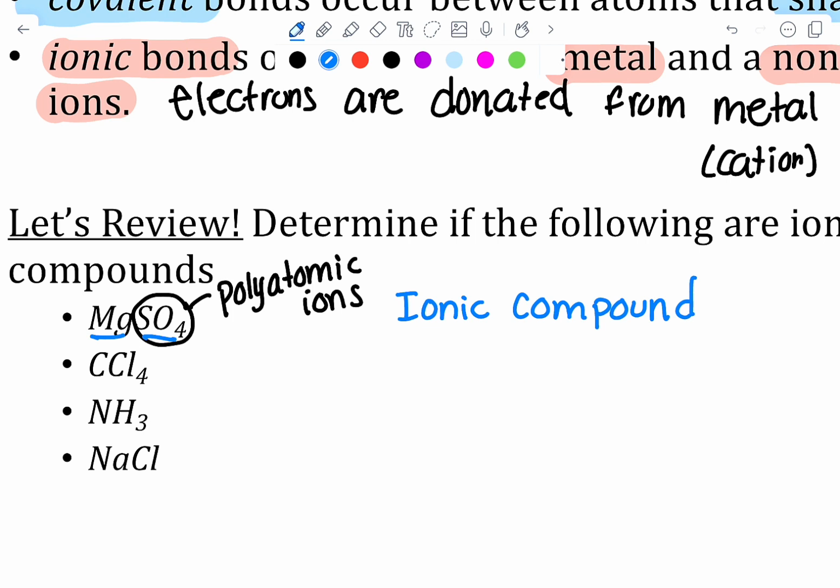Next up, we have CCl4. C is carbon and Cl is chlorine, so we have carbon and 4 chlorines. Let's find those on our periodic tables. They are both on the right side of our periodic table, meaning they are both nonmetals. So if they're both nonmetals, this is a covalent compound.